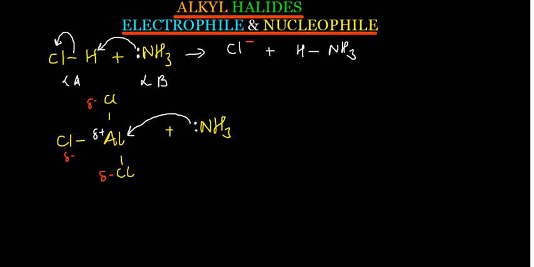So what you are going to see is that aluminium only has 6 electrons here. We know that for aluminium to be stable, it needs to have more electrons, like 8 electrons. So what you are now going to form is this compound. You are going to have aluminium here, chlorine here, chlorine here, chlorine here, and then you are going to have ammonia attached to this side.